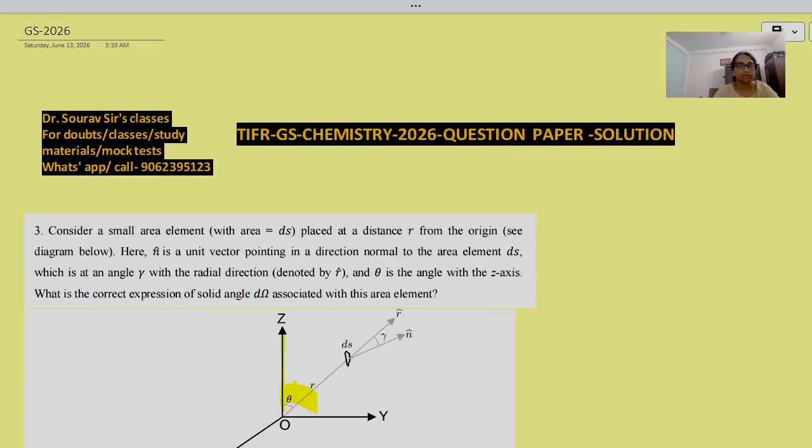In this video series, we have started a solution of the question paper of TIFR GS Chemistry examination. Tata Institute organized examination for taking the admission in the MSc and PhD research work in the chemistry. TIFR, Tata Institute of Fundamental Research and Graduate School.